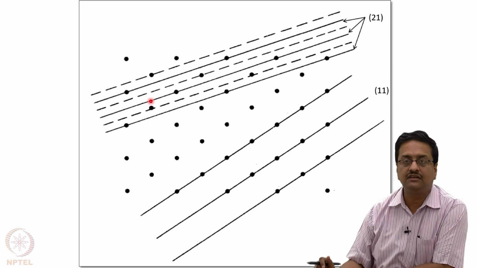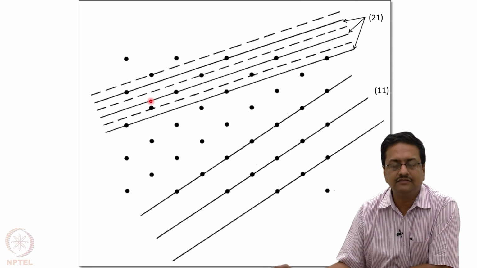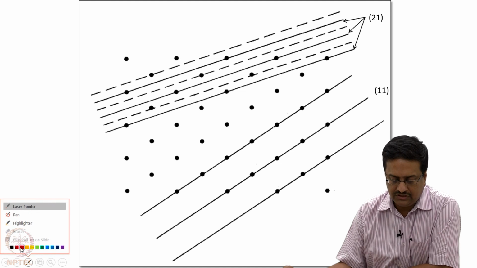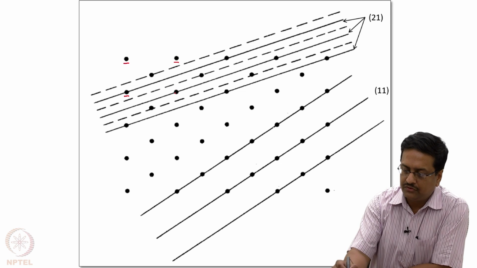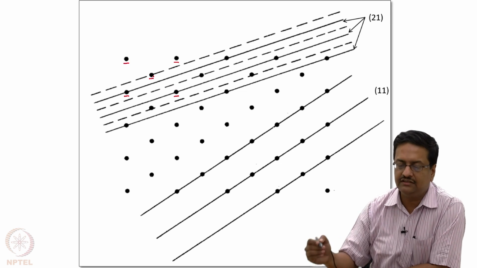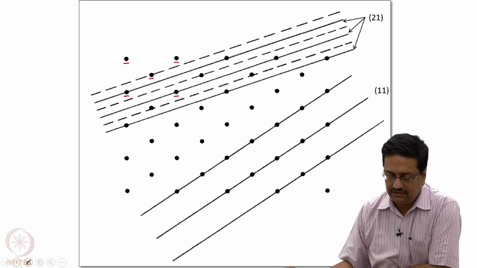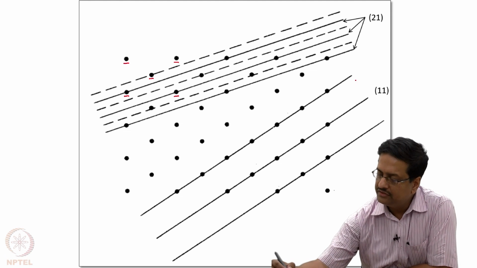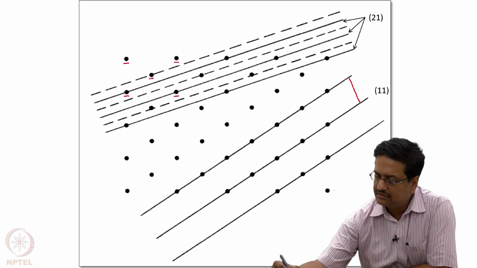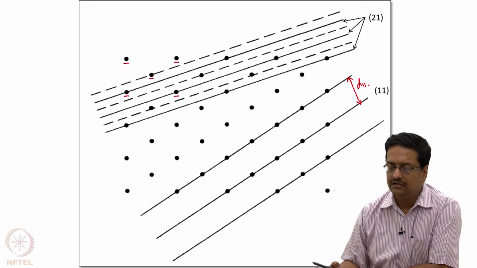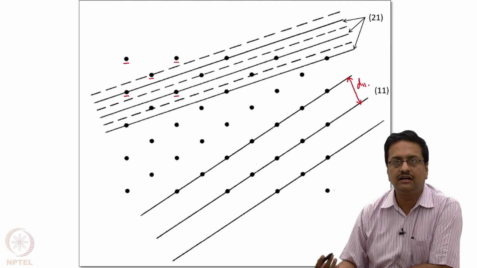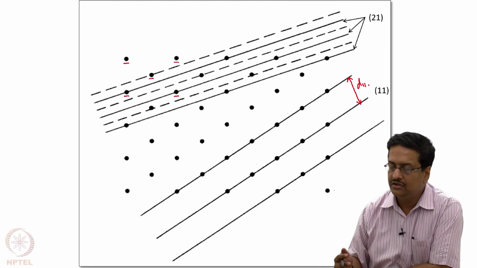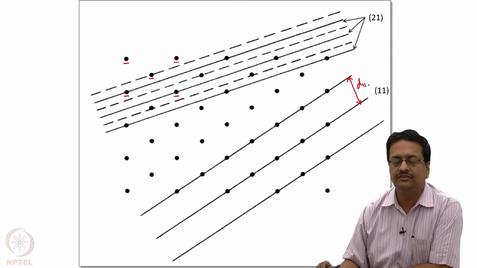But now if we consider a centered lattice in 2 dimensions, where we have atoms at 4 corners and an atom at the center of the lattice, in that case, when we try to construct the 1, 1 set of planes where this distance is d11, there is no problem. A diffraction would occur at a suitable direction where the Bragg condition is met.